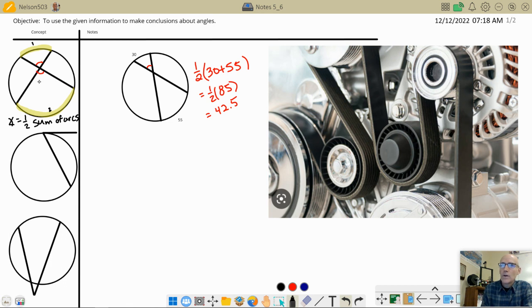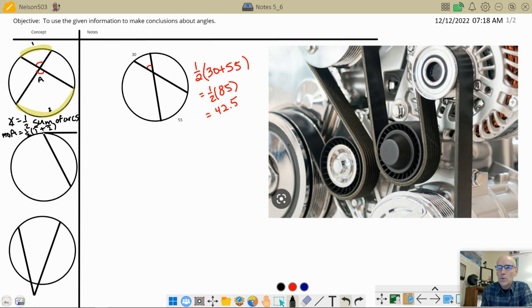So we could call this, I don't know, angle A right in here. The measure of angle A would be half of arc 1 plus arc 2. All right, you could do something like that. It's the average. Angle A is the average of 1 and 2 added together.